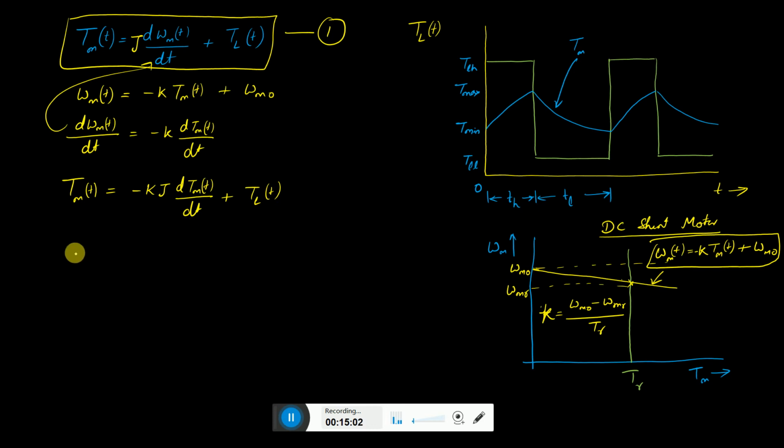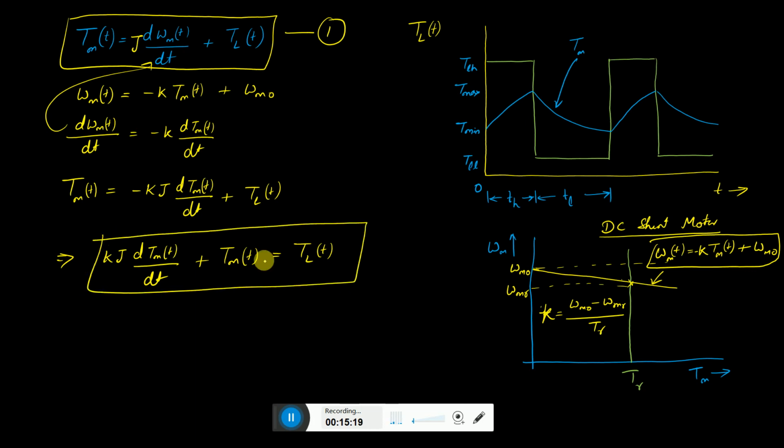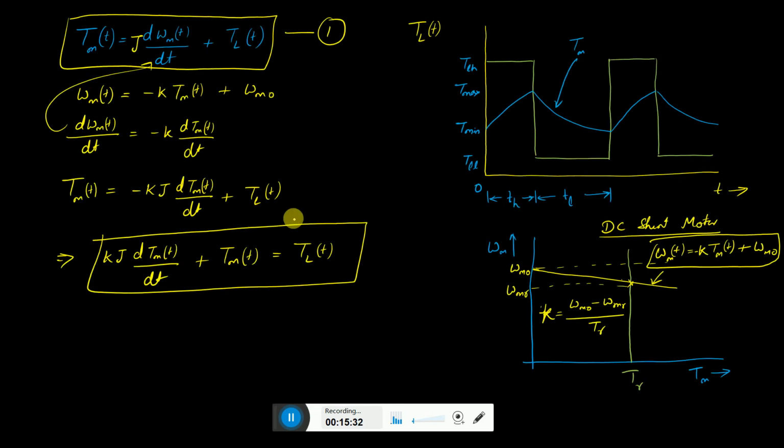Now let me rewrite this equation. It looks like a single order equation, KJ dTm by dt plus Tm(t) is equal to TL(t). I can assume this as a single order equation, like if I write tau dy by dt plus y is equal to some constant c. In this particular equation, it is TL(t) from time 0 to TH, and this is a fixed value TLH.